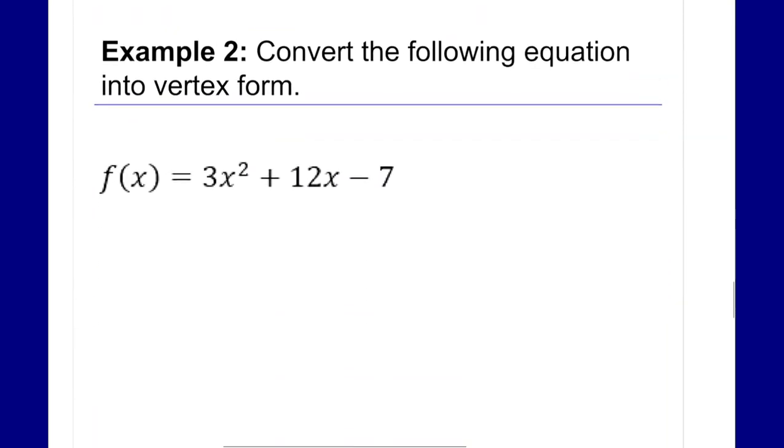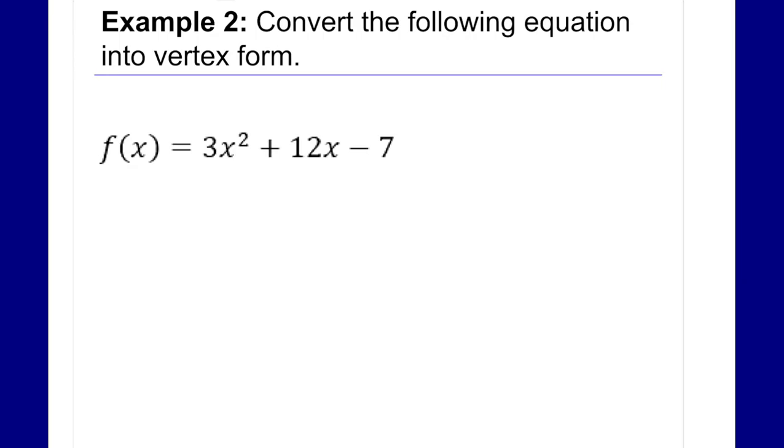So we're just going to go through and do a couple different examples just to kind of get used to this process. And if you saw this in grade 10, hopefully it should be a little bit of a refresher. So again, we're going to put brackets around the first two terms. 3x squared plus 12x. And the minus 7 is on the outside.